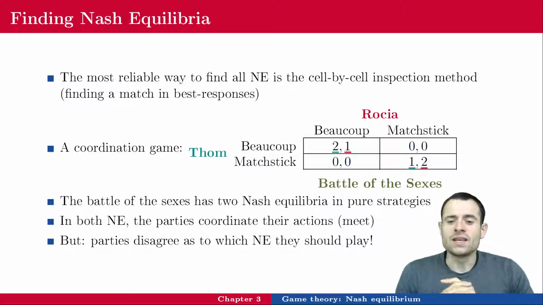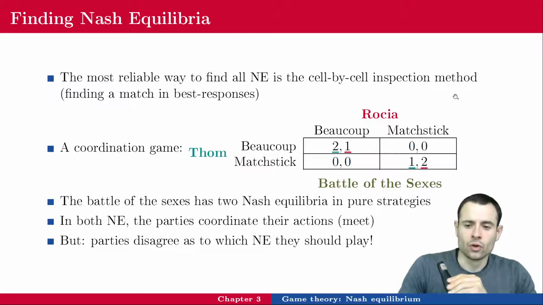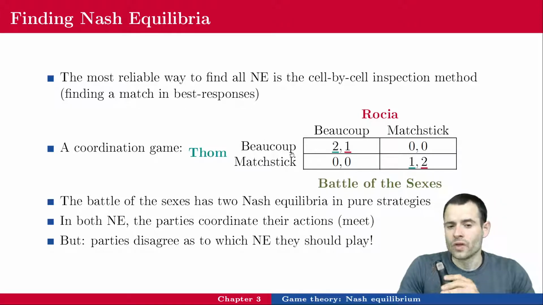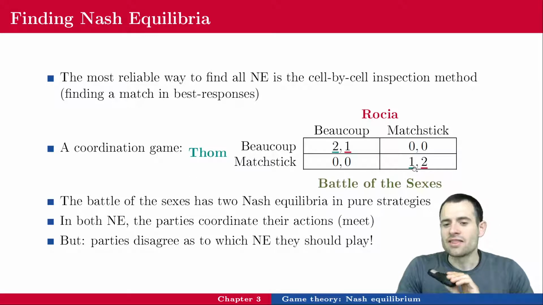It turns out that given their preferences, parties disagree as to which Nash equilibrium should be played. In both cases, they have no regrets. But in one case, Rosia gets a lower payoff. That's if they both go to Boku. Tom is happier because they go to Boku. If instead they end up at matchstick, Tom is the one with a slightly lower payoff, and he wishes they both went to Boku.